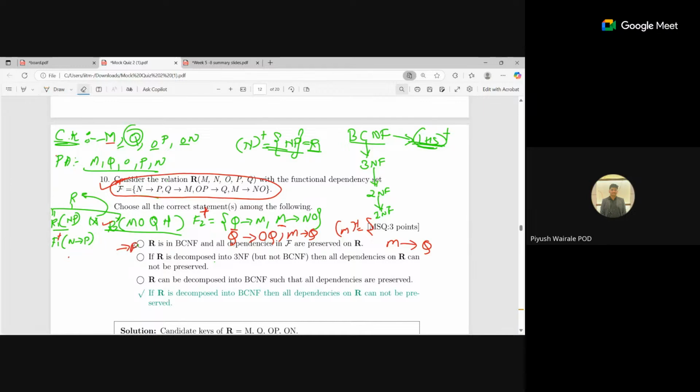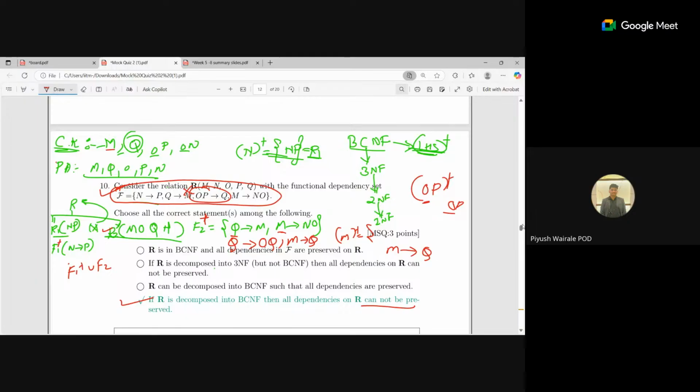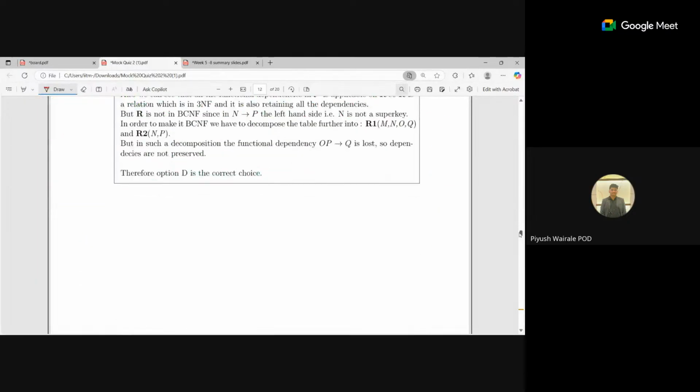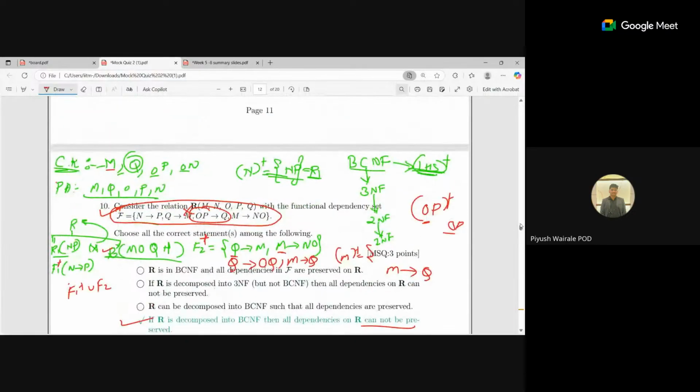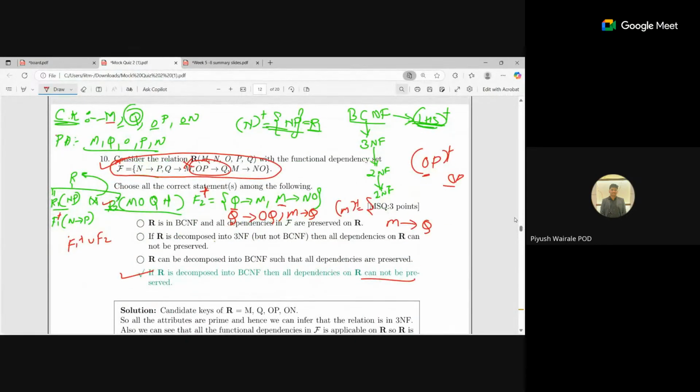part of R2. So even if you take F1 plus union F2 plus, still you are not going to get OP determines Q here, because if I take the closure of OP here, I'm going to get OP only, not Q. So OP is not preserved here. So that's why option D is correct, cannot be preserved. Okay. So this is how you can solve this question. This will take time. This question is a difficult one because you need to decompose, then you need to check again whether it is preserved or not, like that. It's not a straightforward question. You need to do a little bit of work on this.